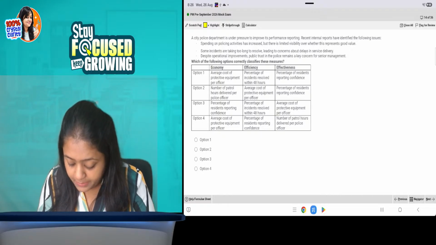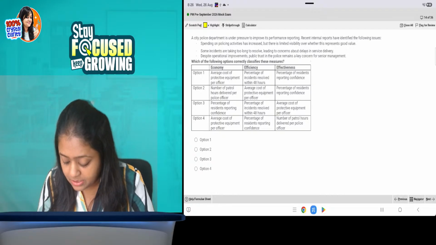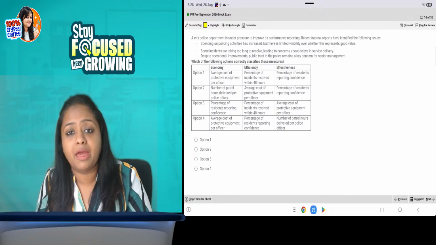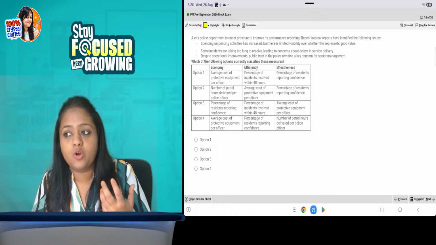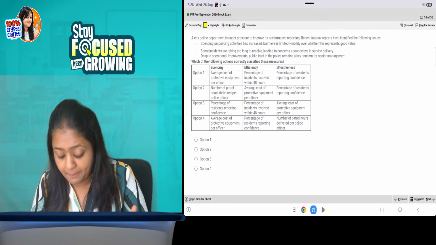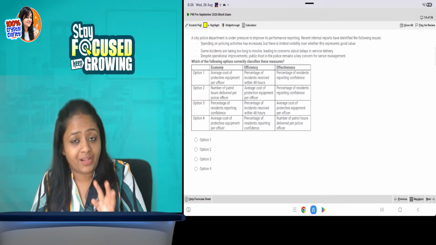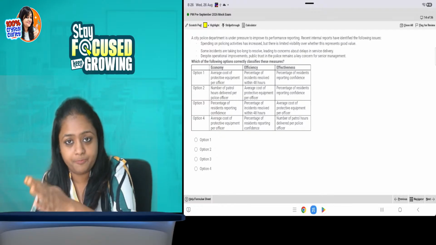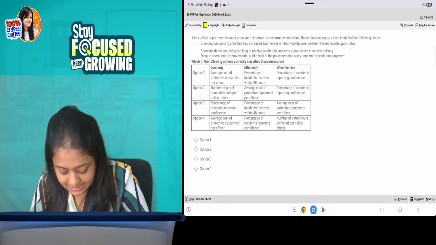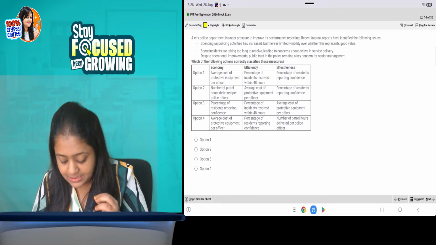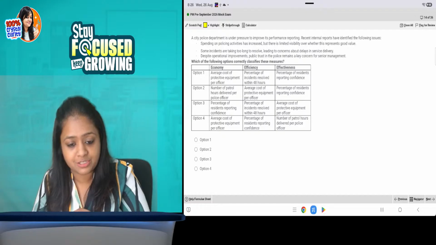Despite operational improvements, public trust in police remains a key concern for senior management. So public trust in police, that's an outcome. Outcome is effectiveness. Okay. Now, what is the question asking us? Which of the following options correctly classify these measures?